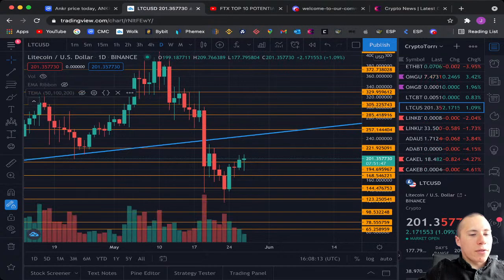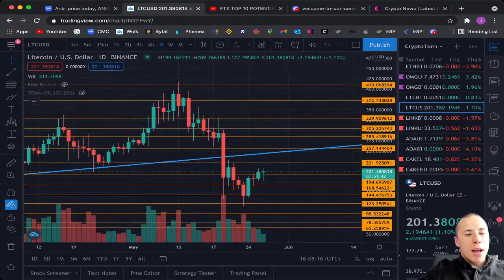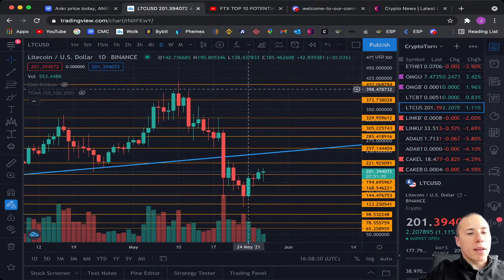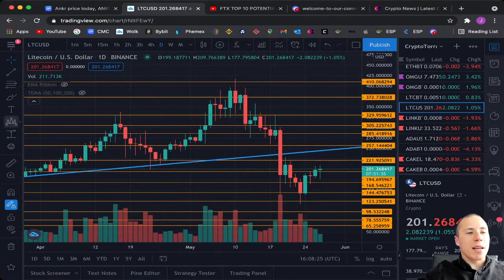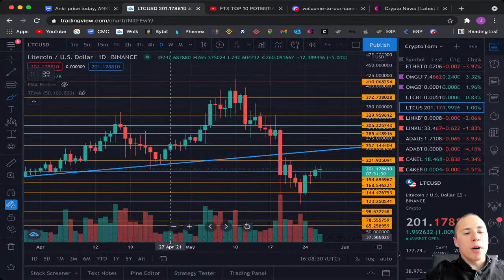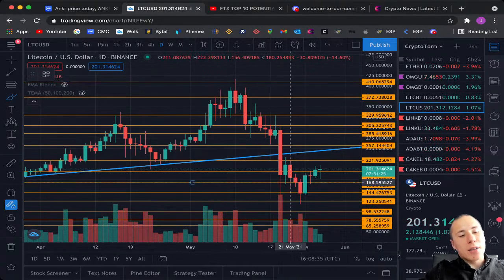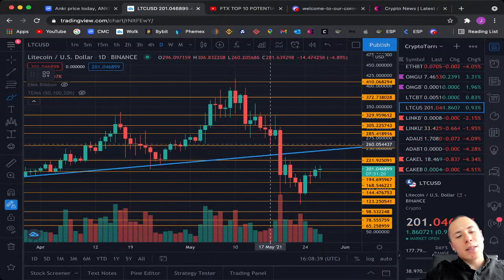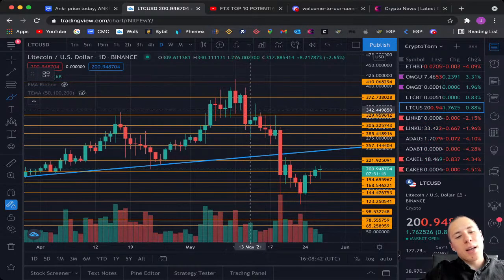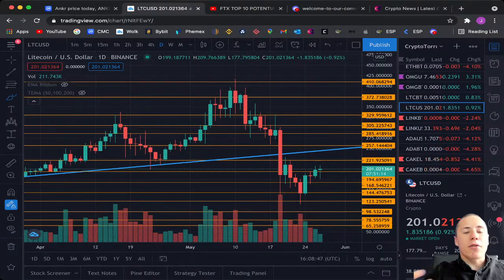I will enable the volume over here, and what you're seeing is actually something very important. If you are not aware, the volume is something very important because what is of utmost importance with volume is actually that if the trend is towards the upside, you would like to see the volume also going up. If the trend is towards the downside, you would like to see the volume actually going down. And what we saw previously over here is that the momentum was towards the downside, but the volume still was very low. So it was not a confirmation.